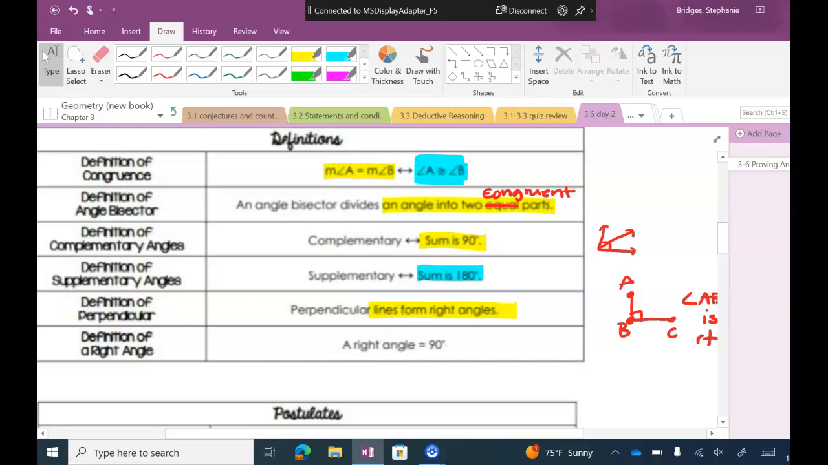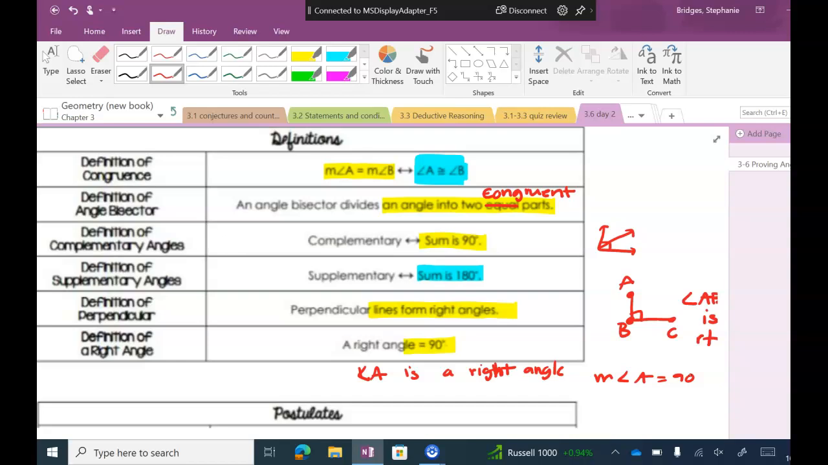And then the next one is a definition of a right angle. So if you are able to name a right angle, then you should be able to tell me that that angle is equal to 90. So, for example, if I were to give you angle A is a right angle, then you would be able to say that the measure of angle A equals 90. Again, if I say something is a right angle, then you should be able to tell me that that angle is equal to 90 degrees.